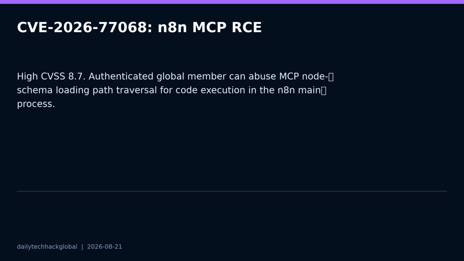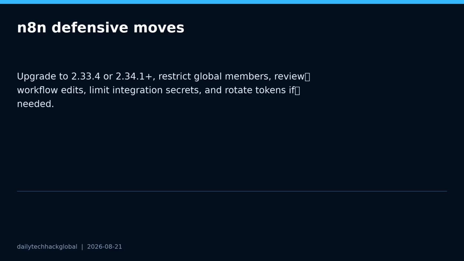Lead item, CVE-2026-77068 in n8n. NVD says the remote code execution issue is in the n8n workflow SDK node schema loader used for MCP node schema loading. The unsafe pattern is that a node type string can influence the schema module path without proper path traversal validation. In practical terms, a low-privileged authenticated user with global member permissions may be able to make the server load malicious files and execute code in the main n8n process.